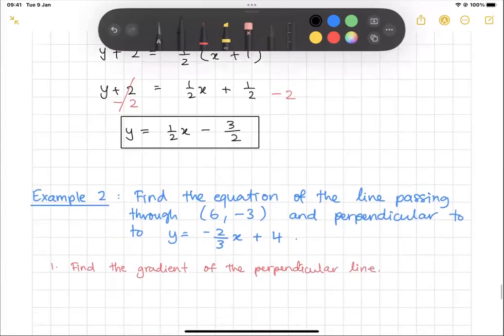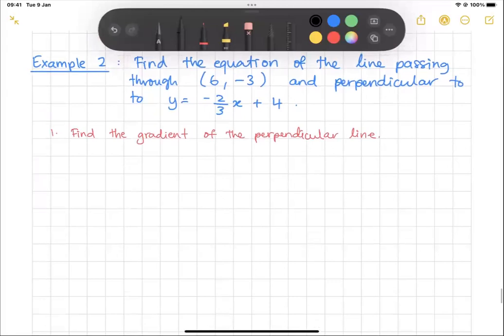Okay, that's example 1. Let's go into example 2. Find the equation of the line passing through the point 6, -3 and perpendicular. So this time I'm looking at a perpendicular line to y equals -2/3x plus 4. Again, the writing that is in red is your steps for you to take.